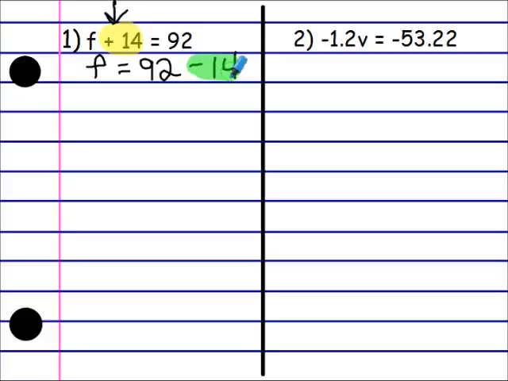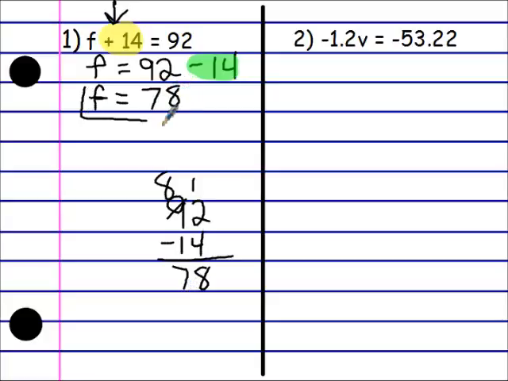And now we know how to solve for f. All we have to do is subtract. 92 minus 14, which will give us 78. So the value of f is 78. Now let's have a look at example 2.